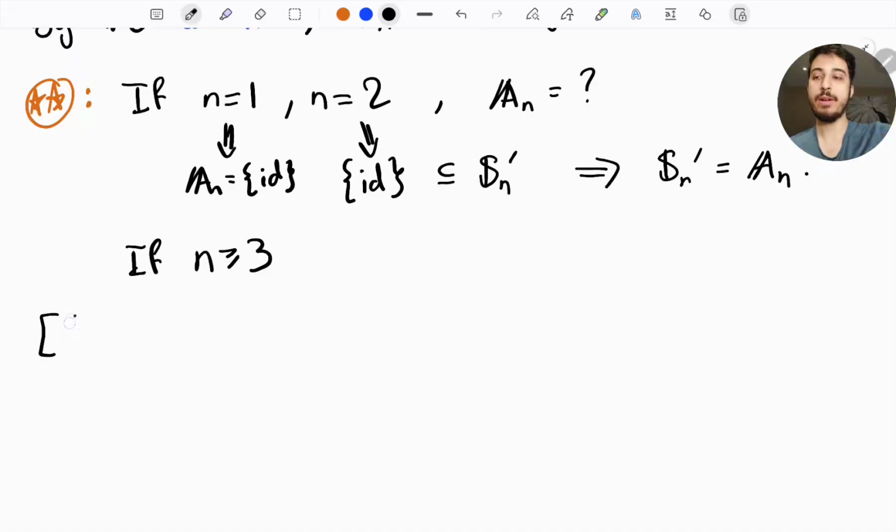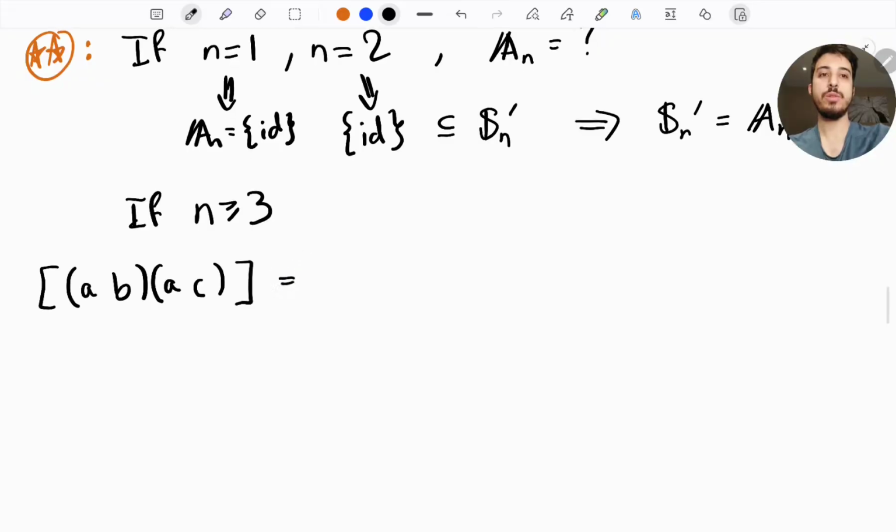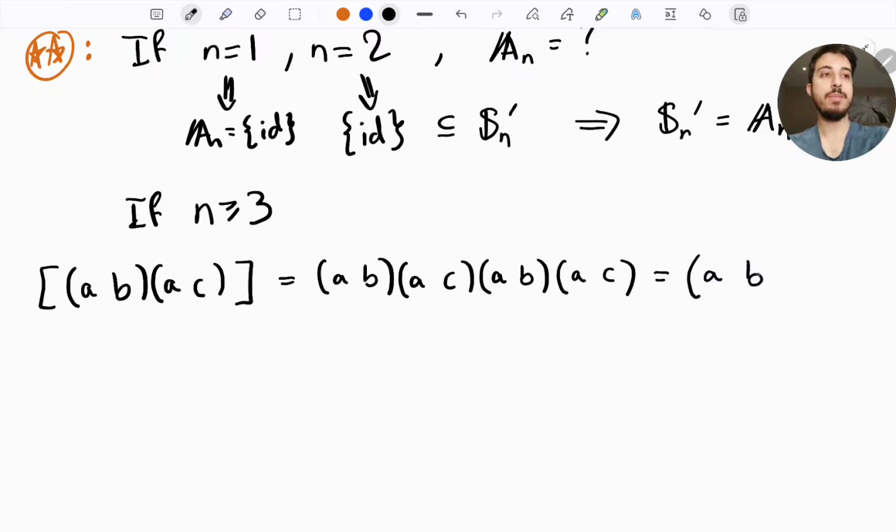So let's take the pair (AB) and (AC). This pair is equal to, by definition of the commutator, (AB)(AC) times the inverse of (AB), which is also (AB), times the inverse of (AC), which is also (AC), and this equals, after some computation, (ABC). It equals a 3-cycle.